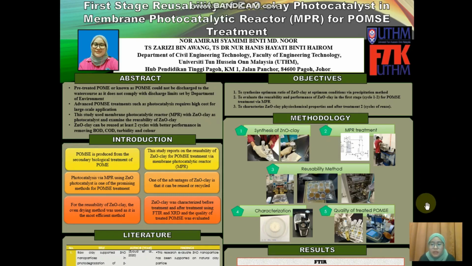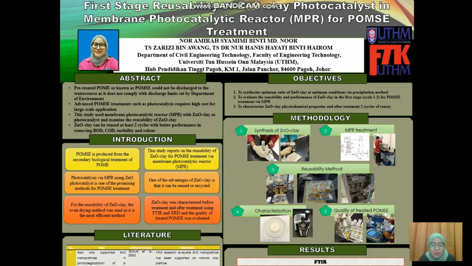And the quality of treated POME, such as BOD, COD, turbidity, and color, will be analyzed for each cycle using standard methods. Color will be determined using the HACH DR 6000 spectrometer, while the turbidity of treated POME will be determined by a digital turbidity meter.